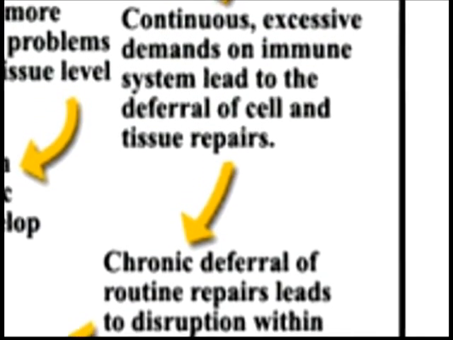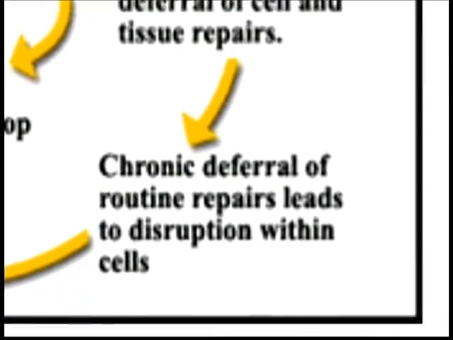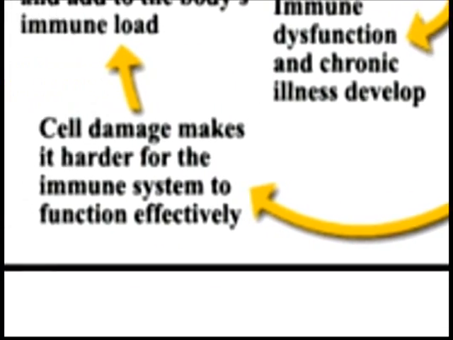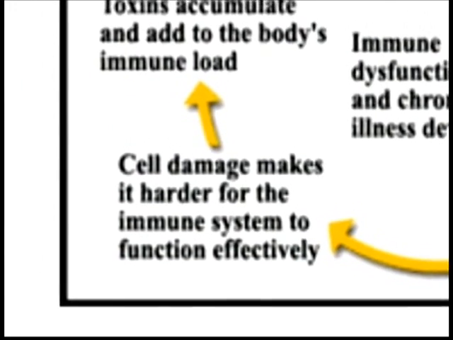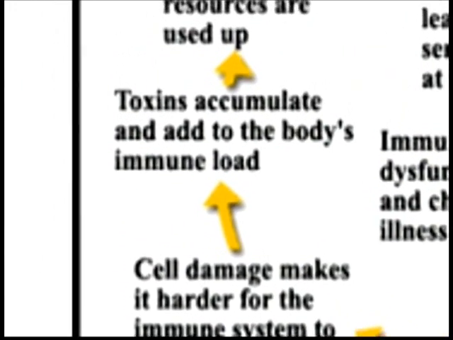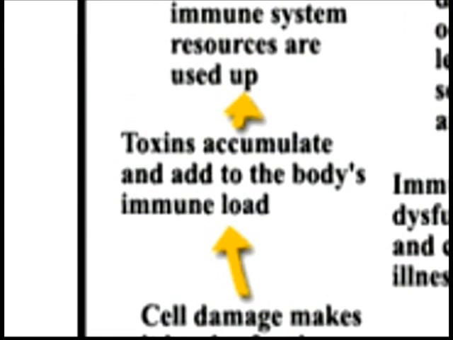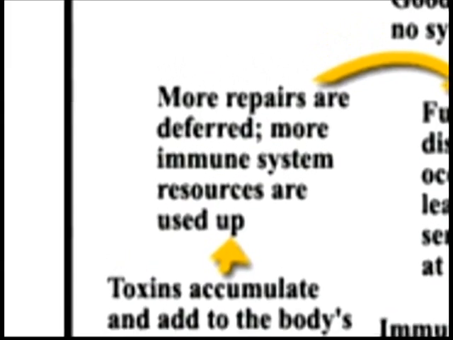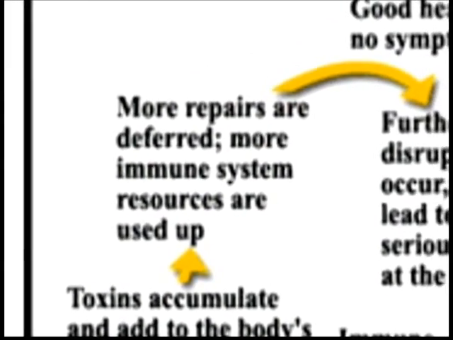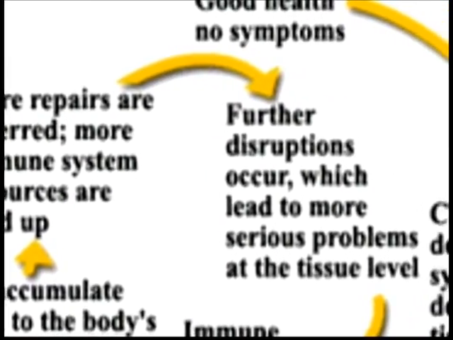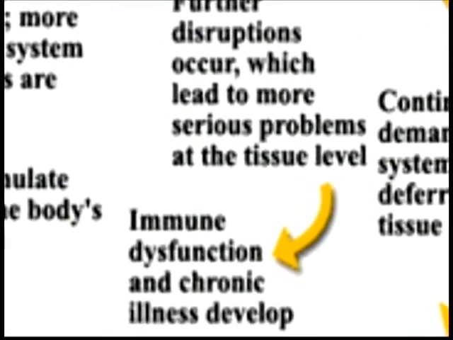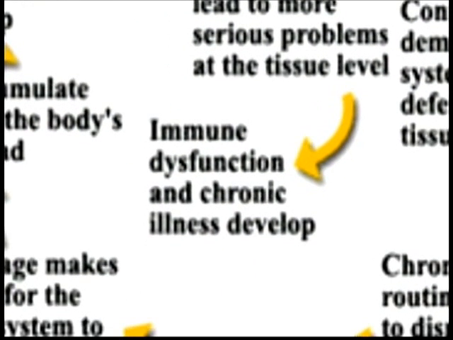Chronic deferral of routine repairs leads to disruption within cells, and that cell damage makes it harder for the immune system to function effectively, which allows toxins to accumulate and add even more stress to an already overburdened immune system. More and more repairs are deferred. More and more immune system resources are used up, and finally, with all of these disruptions, we have serious problems at the tissue level, and we have immune system dysfunction, and we have the potential for serious illness.